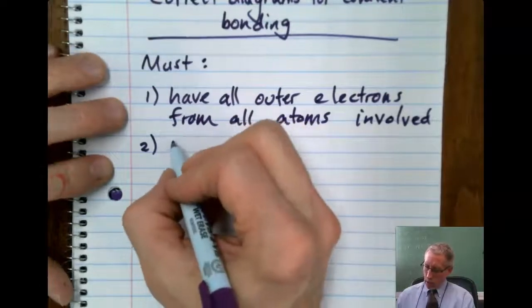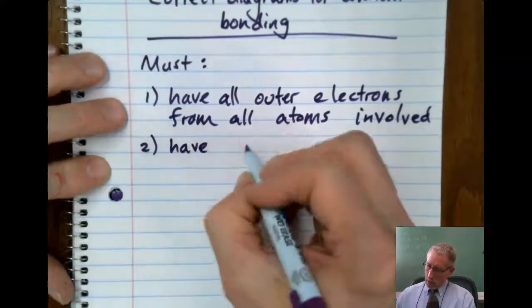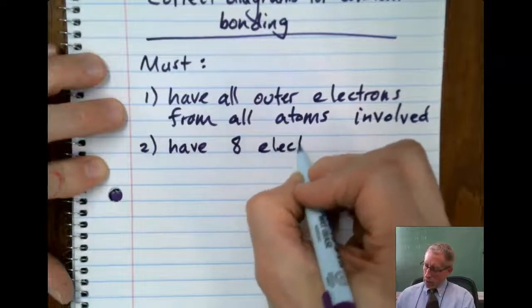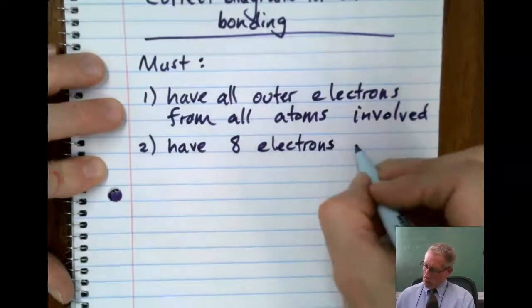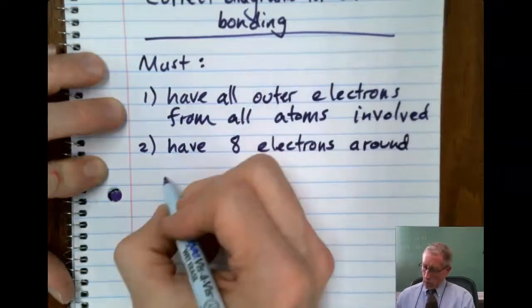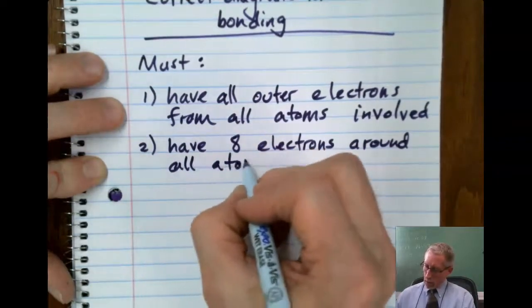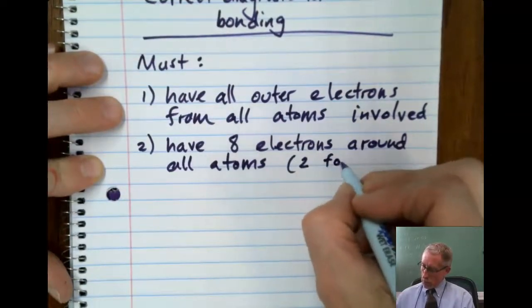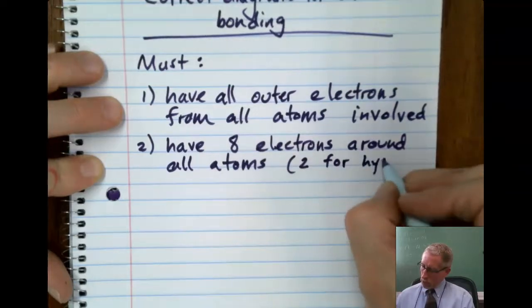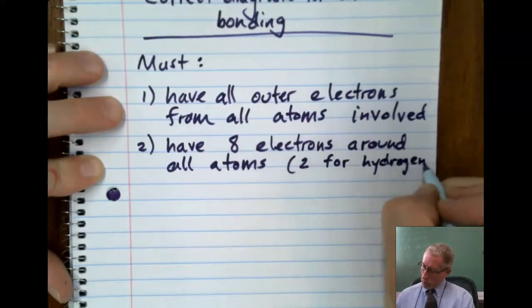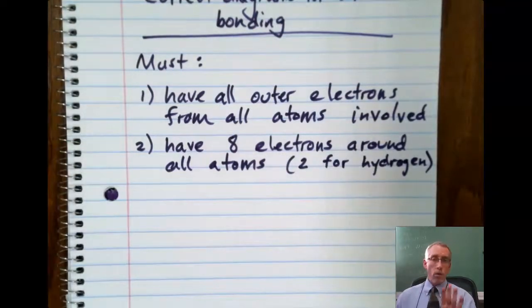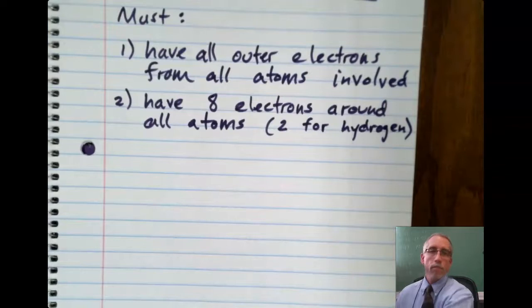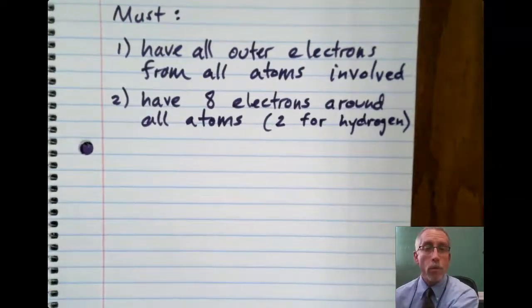And they must have 8 electrons around all atoms, except for hydrogen, which, as I was just showing you, is satisfied with 2, not 8. Okay? So I'll show you a couple examples, one that is a good diagram and one that's not so good.